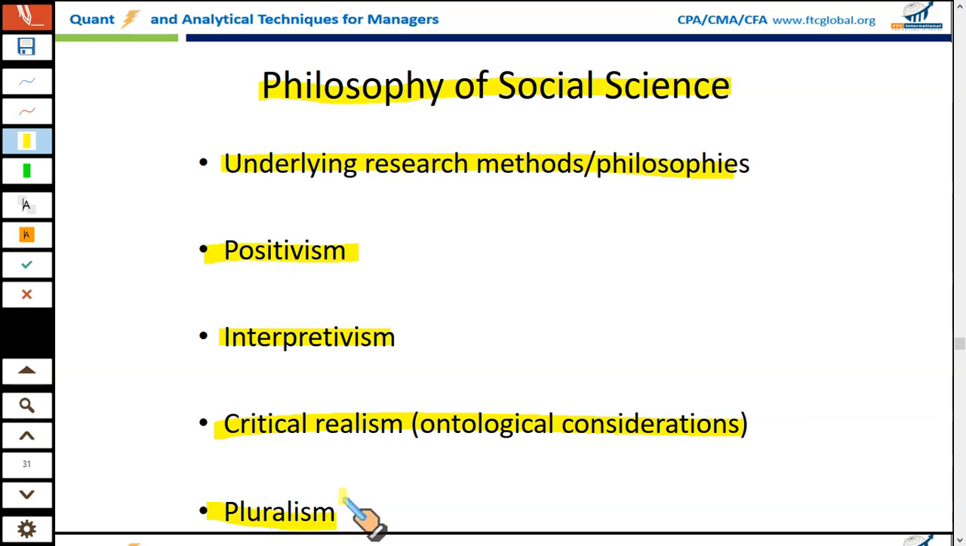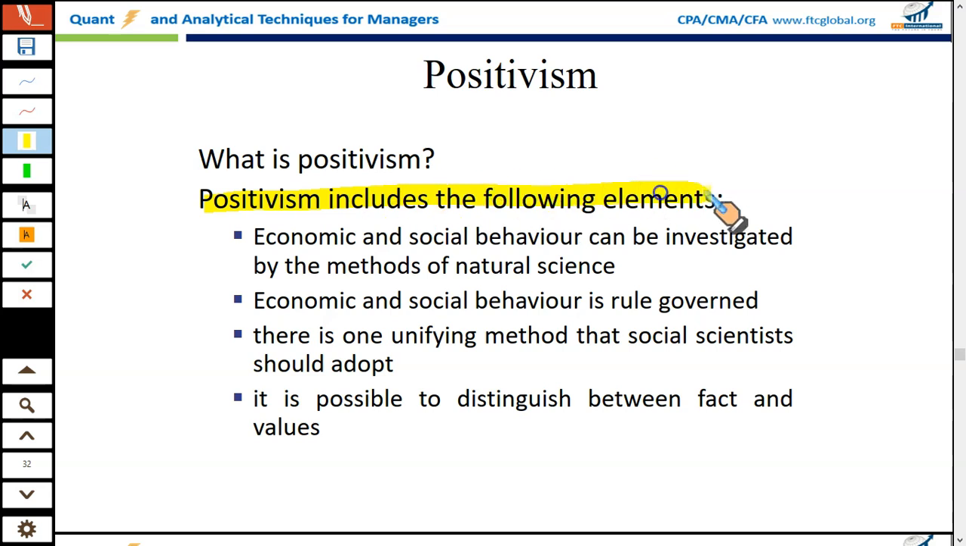Pluralism means the idea of using multiple methods and theories to understand a complex social phenomenon. Sometimes a social phenomenon could be so complex that just one theory isn't enough. Private sector businesses are more profitable, so there could be many theories to explain this complex phenomenon. That is pluralism. Positivism includes the following elements.